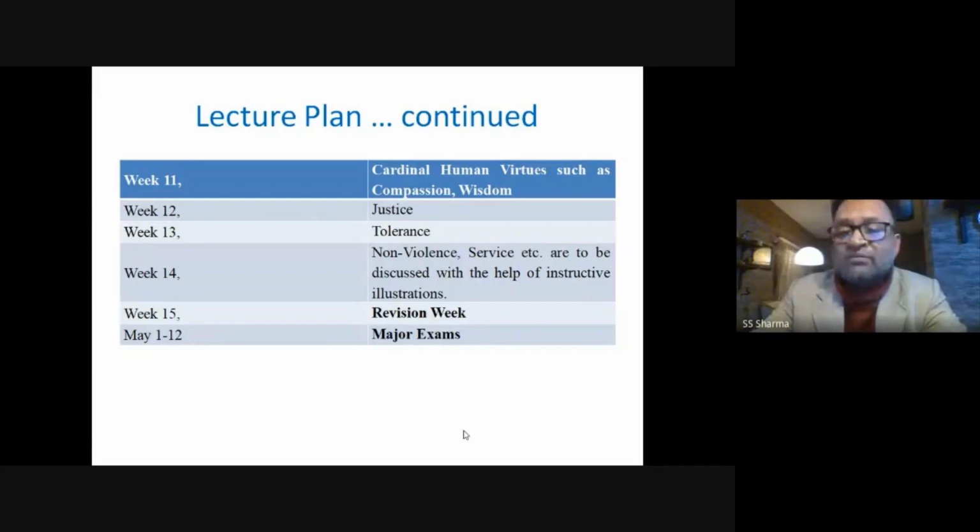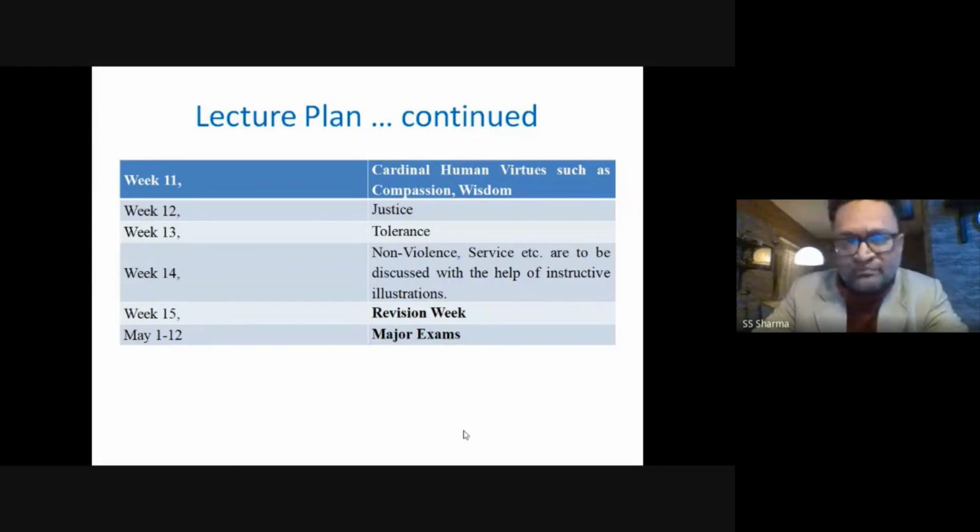So therefore we told in the beginning that the course is going to be very, very interactive by nature. The last week is basically devoted to the revision of this course, and then we have the major examination. This is basically the pattern which we were following before the COVID took place, or if there will be certain differences or certain changes, we will notify you accordingly.